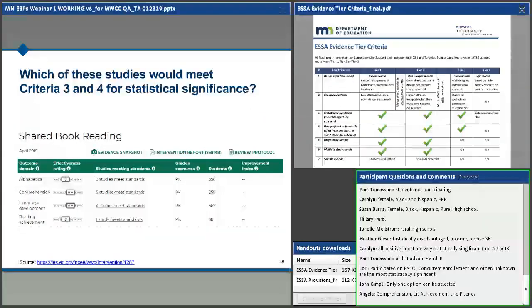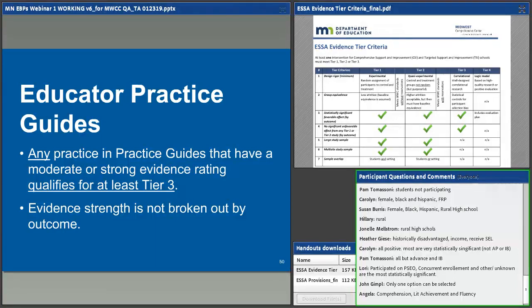Now I want to show you a second type of resource. I'll just pause and see if there's any questions, but it looked like you guys were getting that, so I don't think there's any questions, and I'll keep moving. Great. So the second resource in the What Works Clearinghouse are the Educator Practice Guides, which have been around for a while. These practice guides, again, aggregate research across multiple research studies.